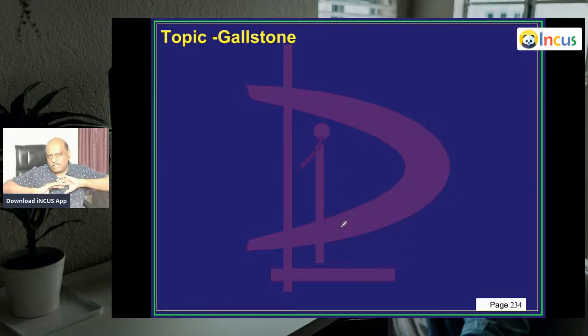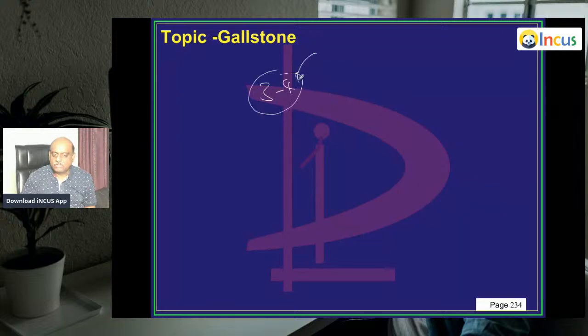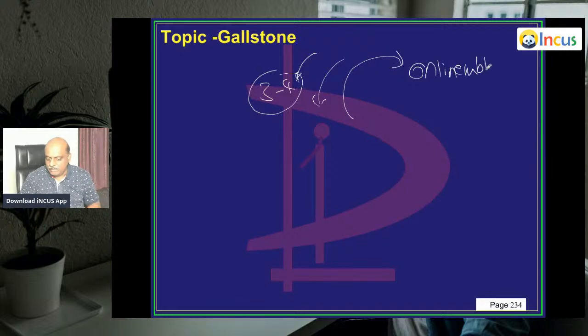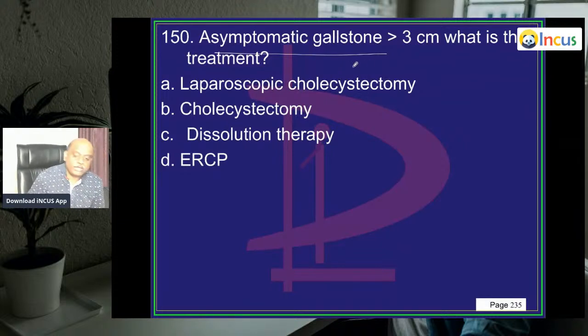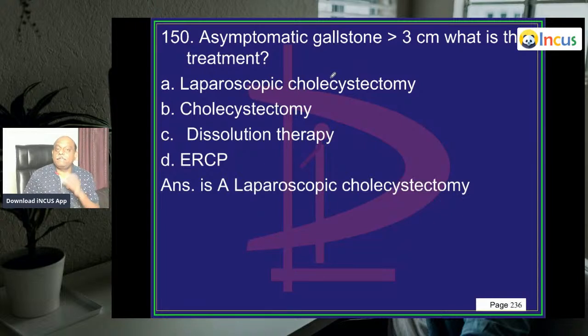So more extensive discussion on each of these topics will come. My job is only to precipitate the high yield topics. Every 3-4 days I'm going to finish one subject. You also parallelly finish the subject with me by going back to the online mbbs.com video library, doctor. Okay, so now, asymptomatic gallstone more than 3 centimeters, what is the treatment? Laparoscopic cholecystectomy is what you need to remember.